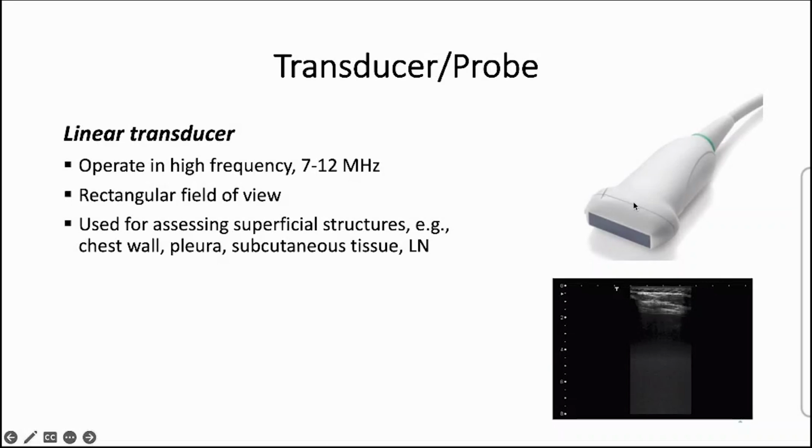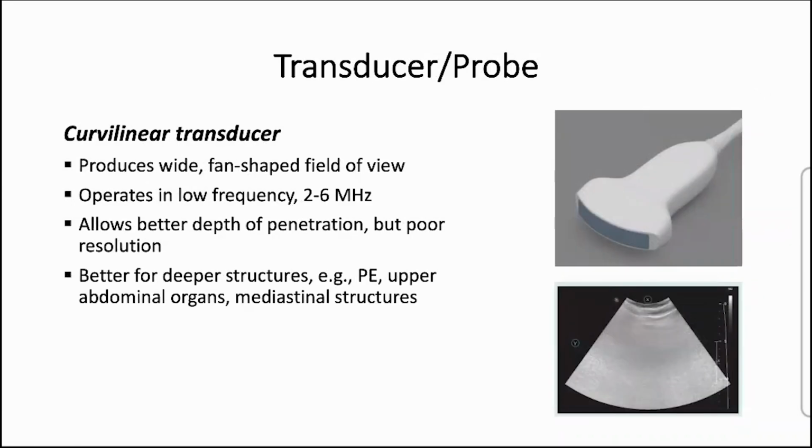And this is the curvilinear probe or curvilinear transducer, which gives a wide, fan image. With the lower frequency sound waves there is better depth of penetration, but the resolution is relatively poor. It is suitable for pleural effusion, upper abdominal organs, and mediastinal structures, and it produces this fan-shaped image.